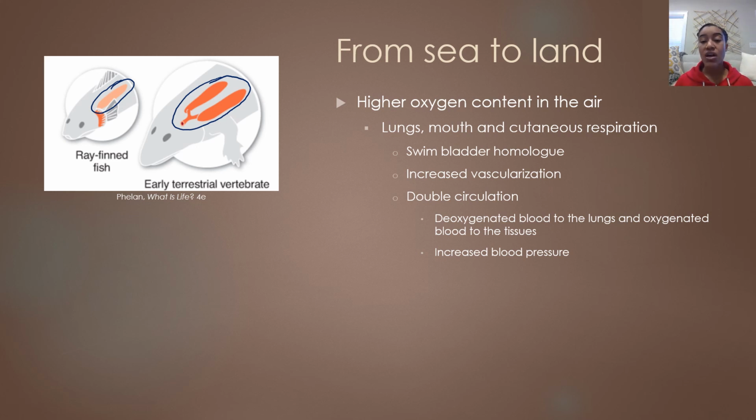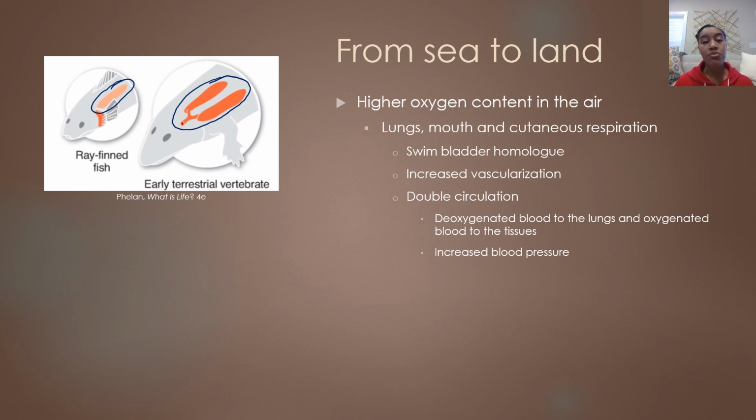And enhanced vascularization was not only present in the tetrapods that developed lungs, it was also present in those that use their mouths and skin to undergo gas exchange as well. So you see a lot more vessels being located in the mouth or just below the skin in these early tetrapods. And in addition to these things, they had to also figure out a way to prevent their oxygenated blood and deoxygenated blood from mixing.